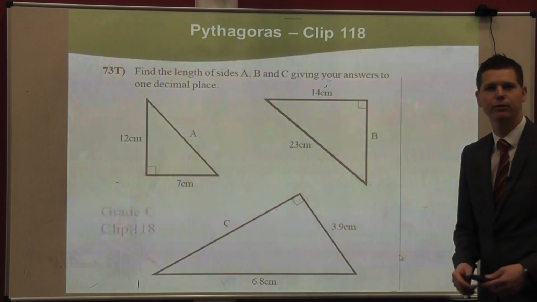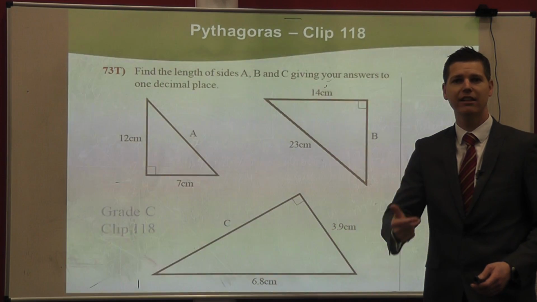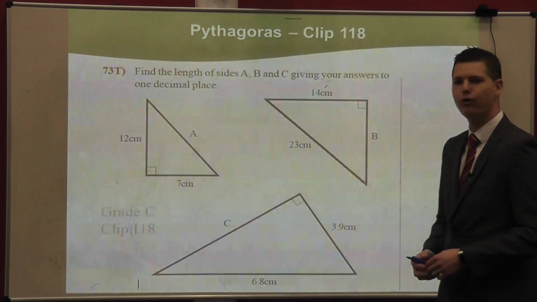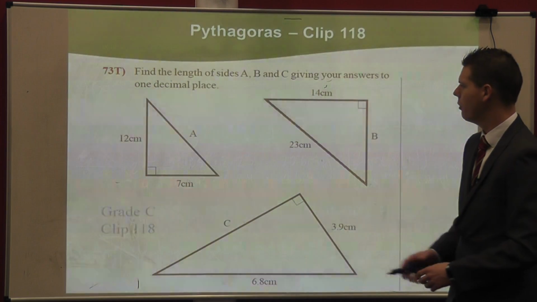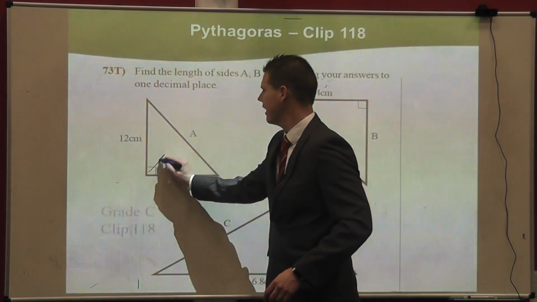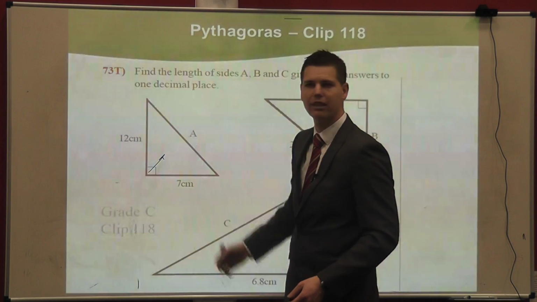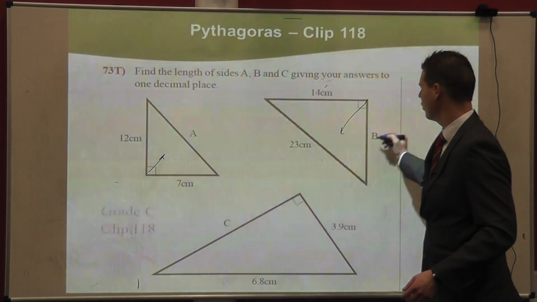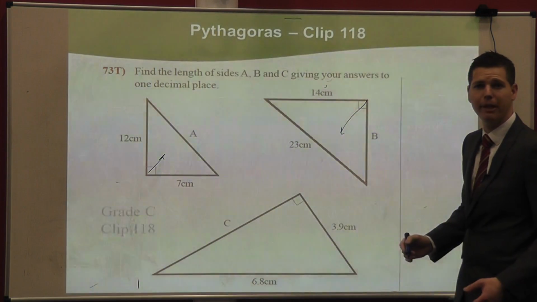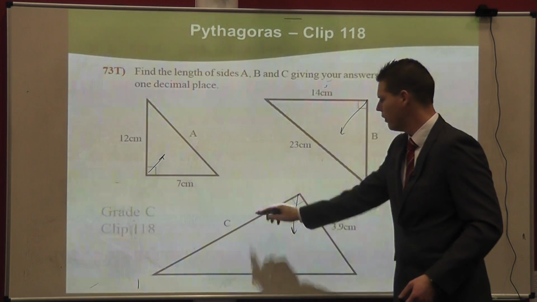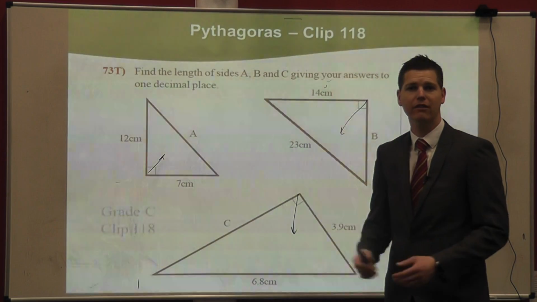Pythagoras, I'm not going to go into this skill, because you guys can do it. You know it's square, square, add, square root. Or, if you're finding the shorter side, it's square, square, subtract, square root. So what we end up with here is we're trying to find the length of the hypotenuse. Square, square, add, square root will give you the length of A. Here, I'm trying to find the length of a shorter side. Square, square, subtract, square root will give you the length of B. Down here, I'm trying to find the length of a shorter side. Square, square, subtract, square root will give you the length of C.